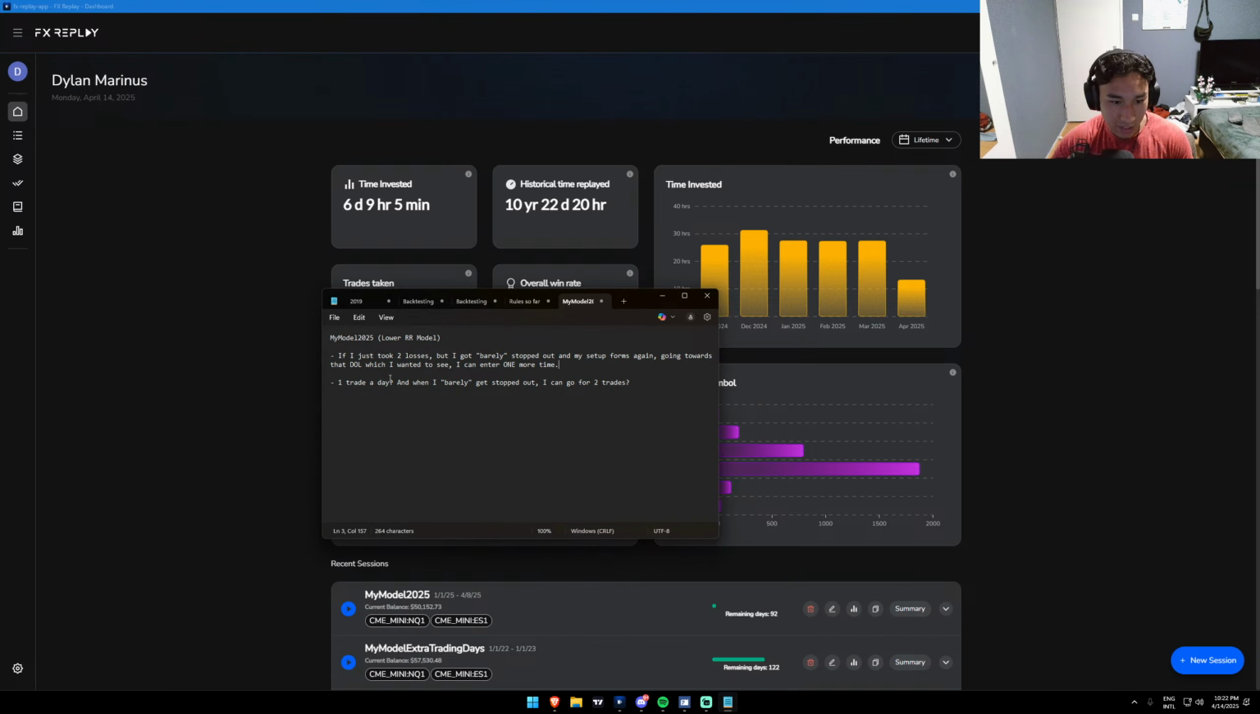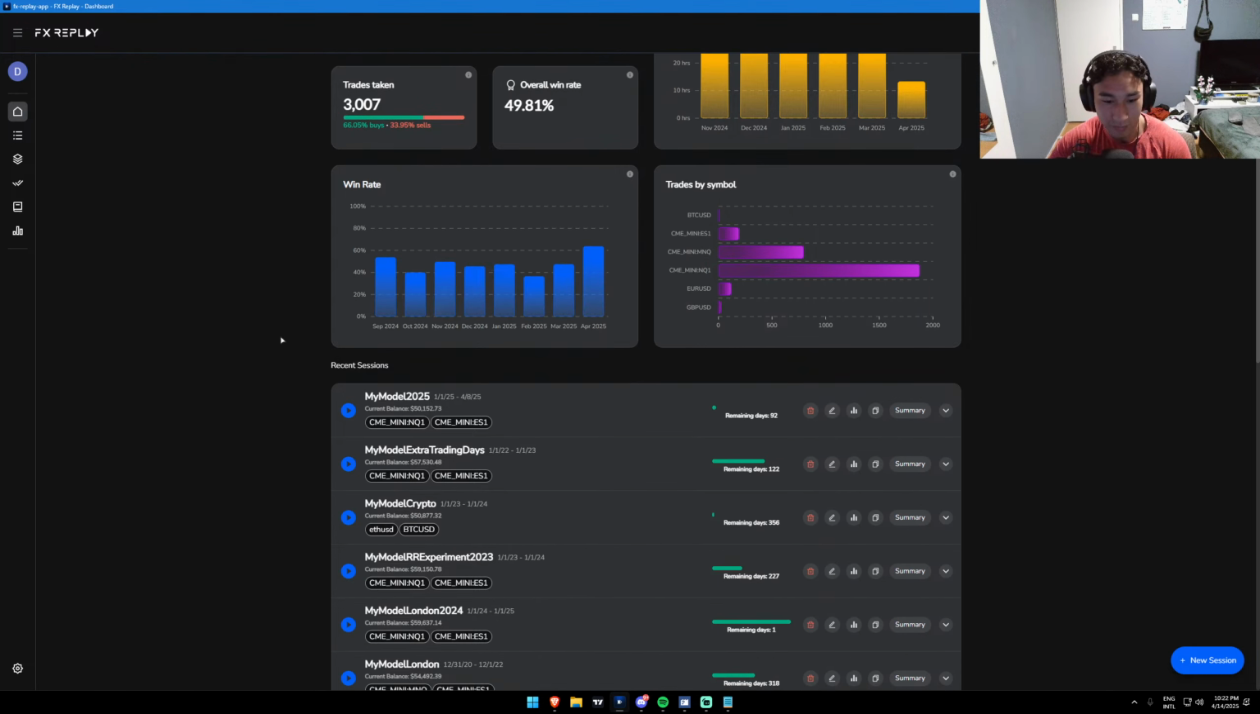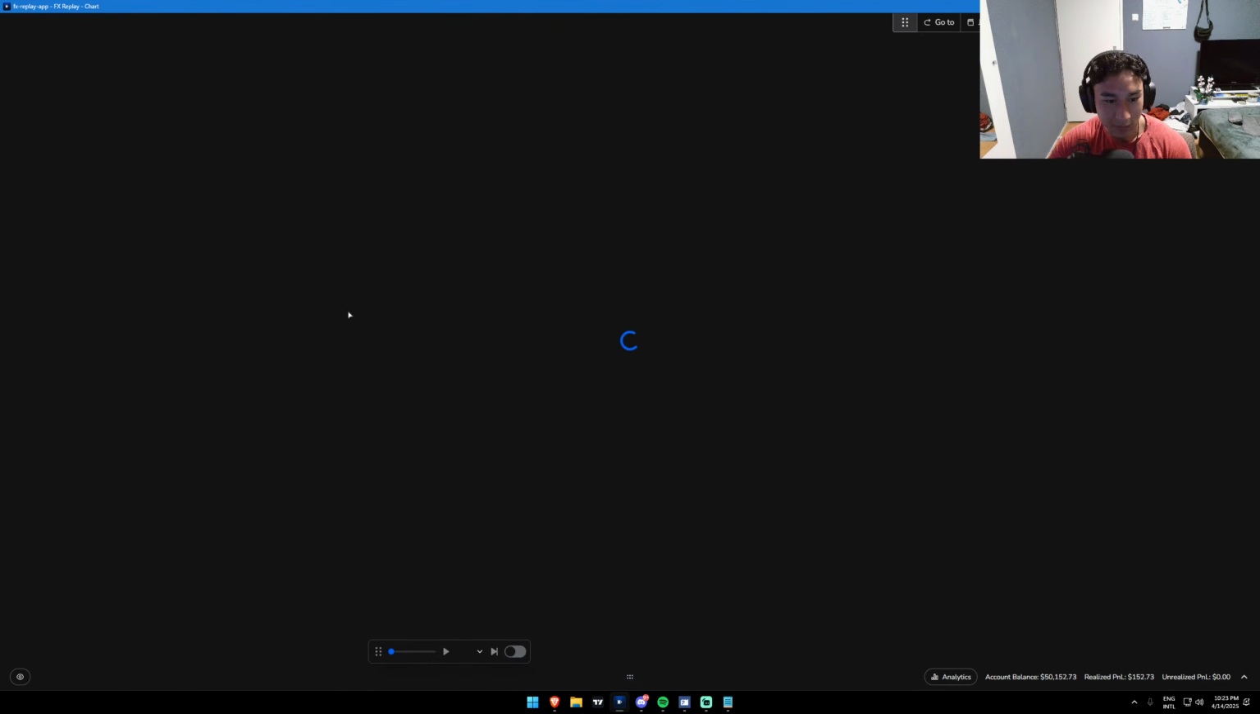I want to try and see this because I've had 5 times, maybe even more in the last 2 weeks, where I had a trade and I barely got stopped out and then it eventually did run to my drawn liquidity, which is crazy. I want to see if I take 2 losses, but I barely get stopped out and my setup forms again, going towards the drawn liquidity, can I enter one more time? Or do I just take 1 trade a day, and when I barely get stopped at break even, I can go for another trade? I don't know. I just want to see. I'm in January now, so I haven't seen much yet, but let's see.